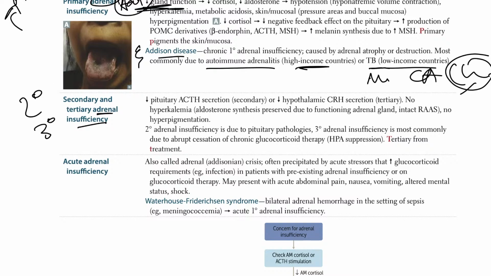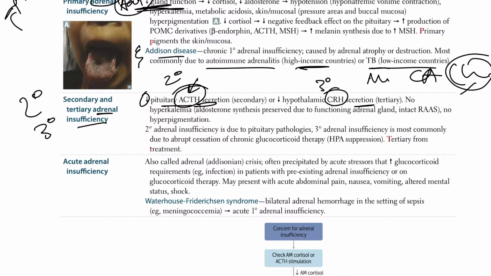So let's talk about each one of them. Here we have decreased pituitary. Secondary means it's not the primary organ being involved, meaning the adrenal is not involved. Something else is, which is causing the adrenals to go into insufficiency, right? So here we have a decrease in pituitary ACTH secretion. The pituitary is not secreting ACTH, that is the problem. Or there is a decrease in CRH secretion from the hypothalamus, and that's the tertiary problem.